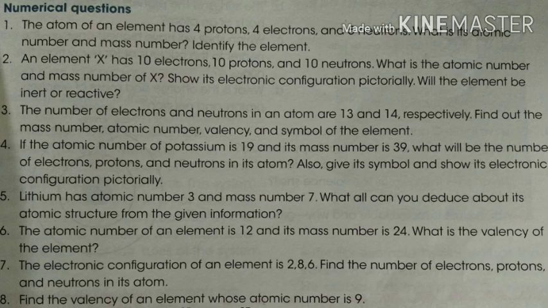Then, the valency of the element. What is valency? The combining capacity of an element is known as its valency. How do you find the valency of an element from its atomic number? It's easy to find out. First, you write the electronic configuration. Since its atomic number is 13, its electronic configuration is 2, 8, 3, isn't it?